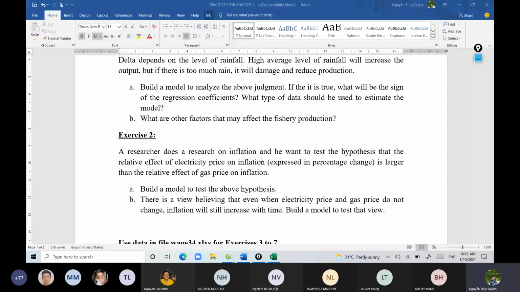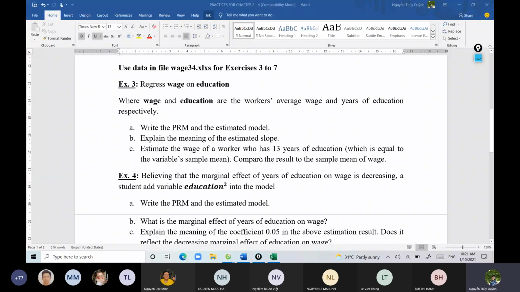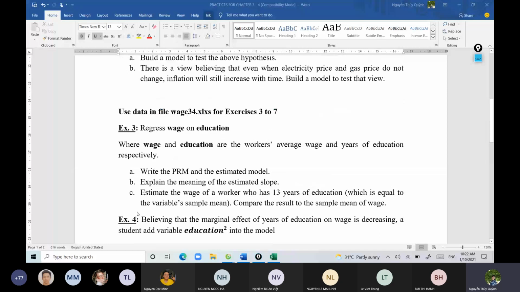We take a lot of time for that. Now very quickly, please use the wage 3, 4, 5 data here to do exercise 3 to 7. Now quickly, be quick. We do not have much time.